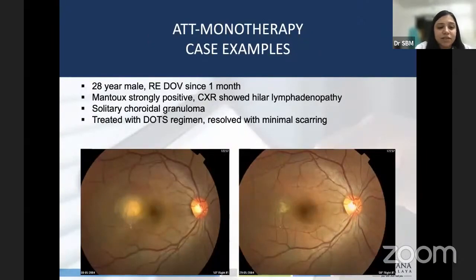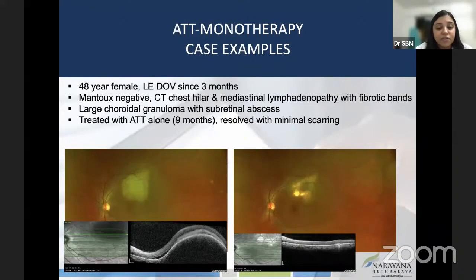So this is one patient, a 28-year-old male who had decrease in vision in the right eye since 1 month. He was positive on Mantoux and chest imaging. He had a solitary choroidal granuloma, which responded to DOTS regimen and resolved with minimal scarring. If that was a small lesion, this is a larger, almost 4 disc diameter lesion. It was a large choroidal granuloma with a subretinal abscess, which was treated with ATT alone for 9 months and resolved with minimal scarring.